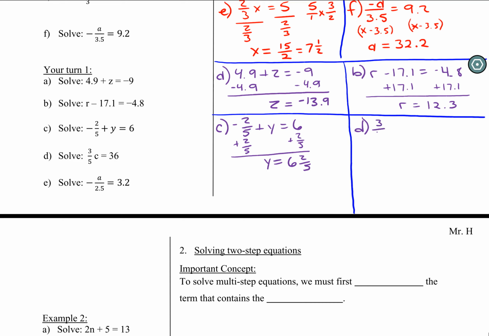D, 3/5 c is equal to 36. This is multiplication, the 3/5 times c, so we'll divide both sides by 3/5. That is 36/1 times 5/3. And look, we have something we can simplify. The 3 and the 36. So that gives us a value of c is equal to 60.